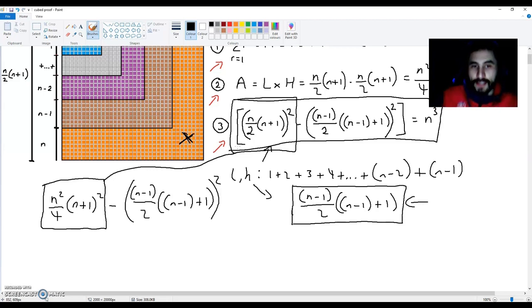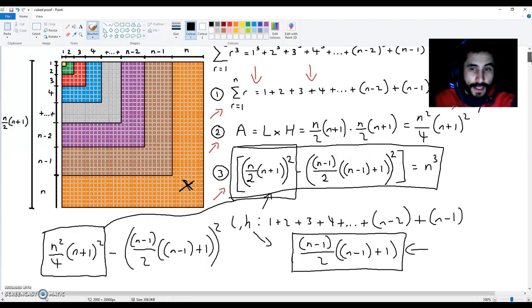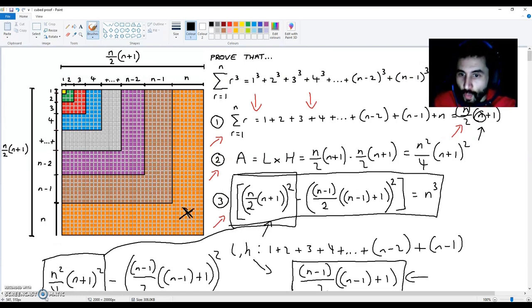Now what I'm going to do next is demonstrate why this formula is equal to n cubed, okay? And once I've done this, I will then be able to explain to you in simple terms what the area of these other boxes is, shaded in brown, purple, grey, blue, red, green and yellow. I'll be able to demonstrate what these areas individually are equal to, okay?